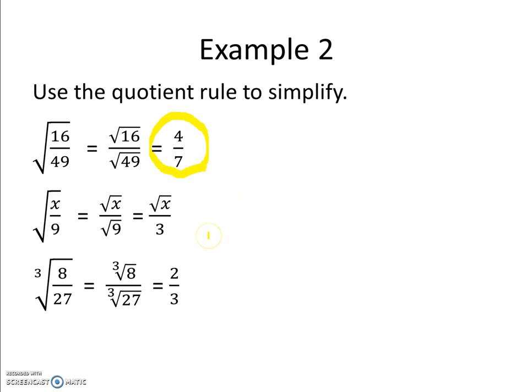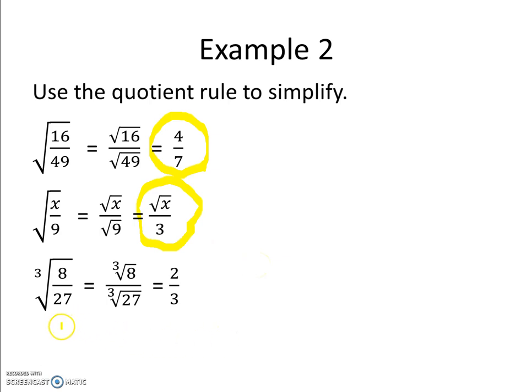The next example is the square root of x divided by 9. We can write that as the square root of x over the square root of 9. We know the square root of 9 is 3, so we end up with our answer, the square root of x divided by 3.